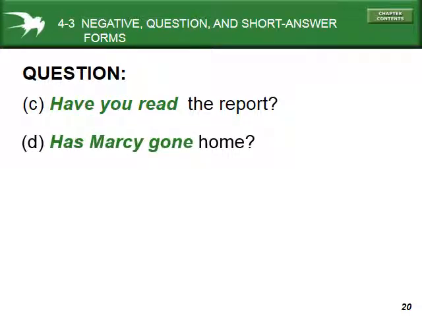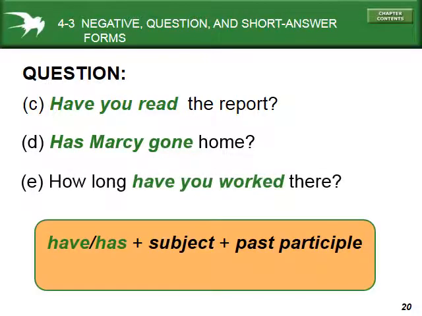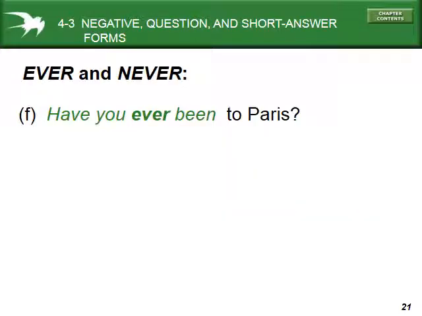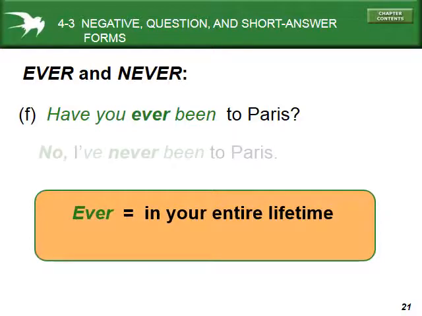So, have you read the report? Has Marcy gone home? How long have you worked there? So we're going to have or has plus the subject plus the past participle. In questions, we can also use ever, and we can also use never. So we can say, have you ever been to Paris? Okay, which means at any time in your entire life.